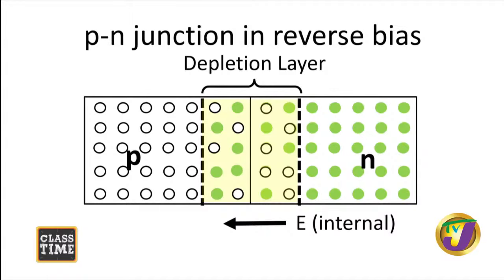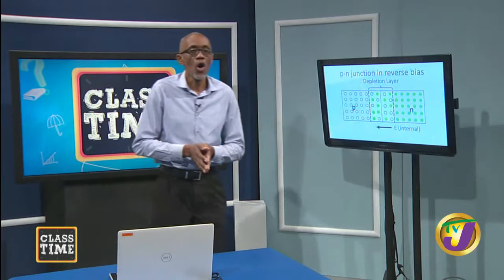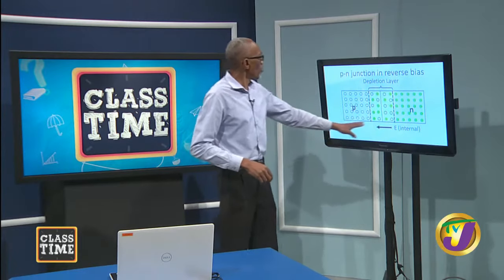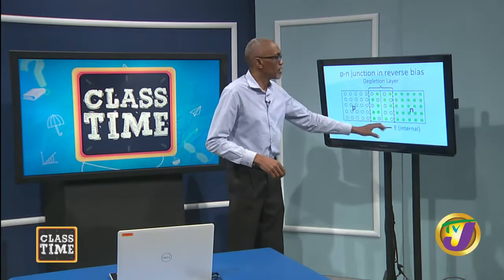We call it biasing. And so we can forward bias and we can reverse bias. So we will start with reverse bias. How are we going to reverse bias a PN junction? So we already have an internal electric field, as we saw, right?